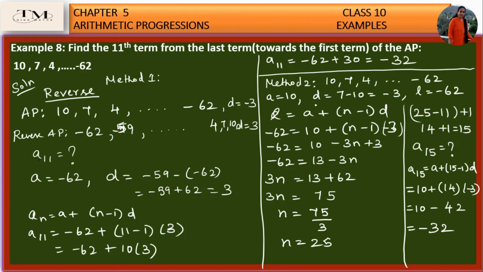So if you follow this method, for the given AP, we have to find how many terms are there. From there, you have to find which term we need to find. So for that, you have to subtract the 11th term from the number of terms and add 1 to it. So that will be the 11th term from the last term. Okay. So from the 25th term, the 11th term from the last is the 15th. So A15 we need to find, which is minus 32. Okay. I hope you can understand both the methods. Whichever you feel easy, you can do it.